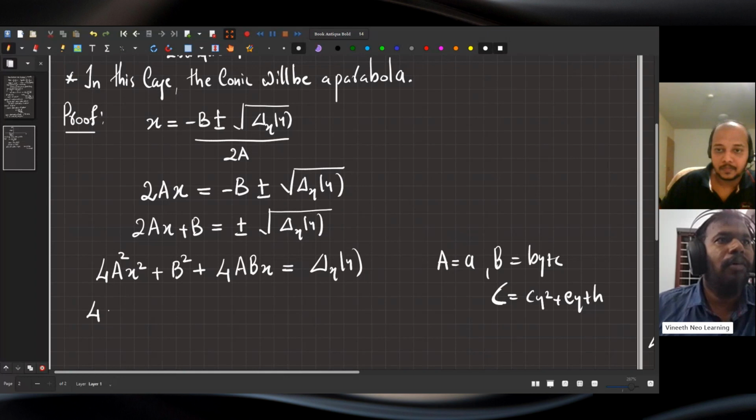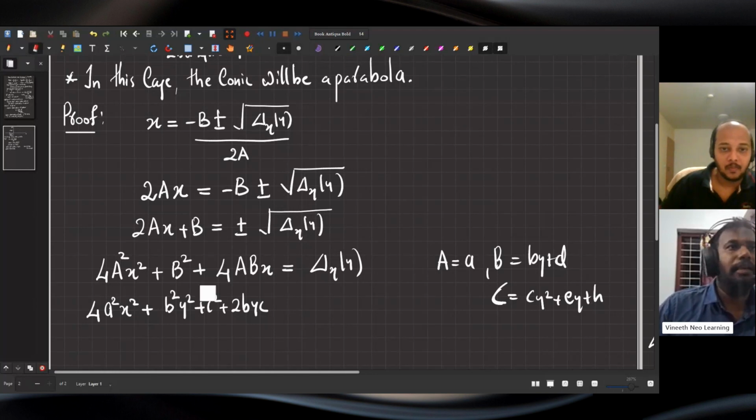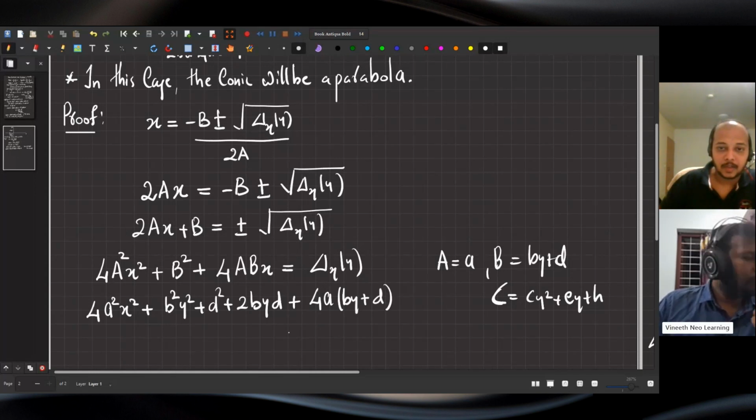So we will get 4 times a squared x squared plus by plus d whole squared, b squared y squared plus d squared plus 2bdy, plus 4a times by plus d times x, equals delta x of y.